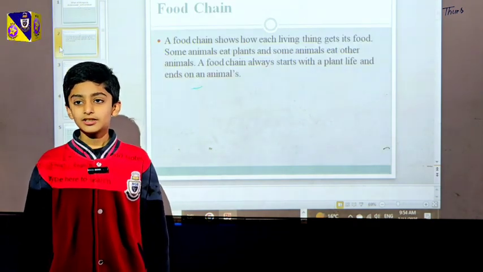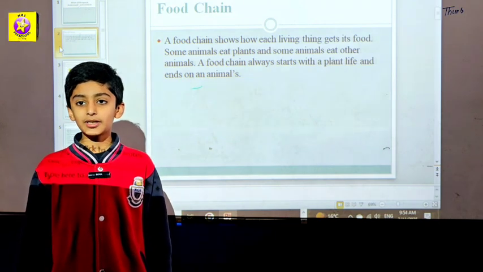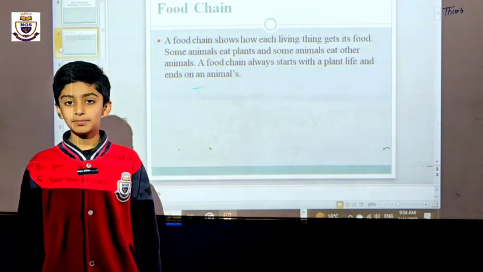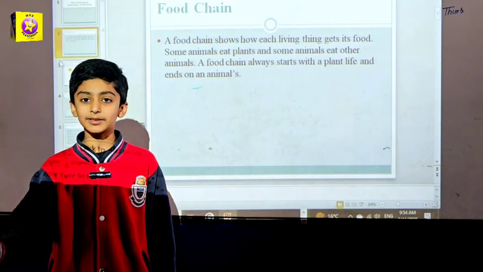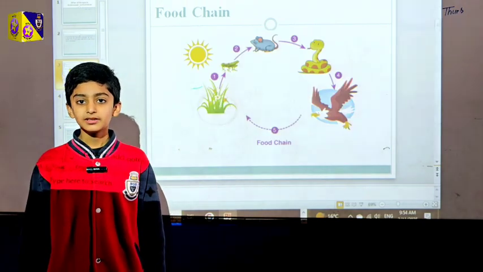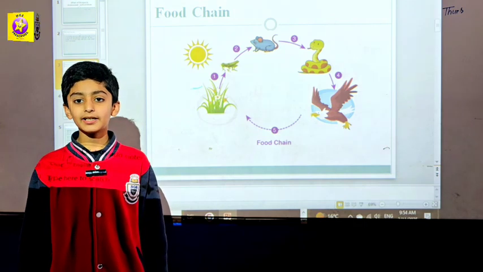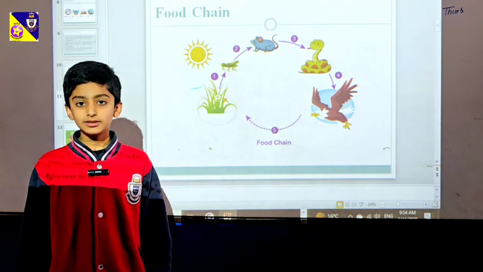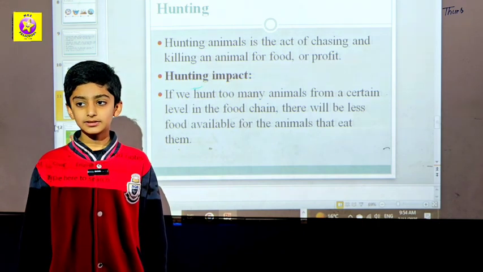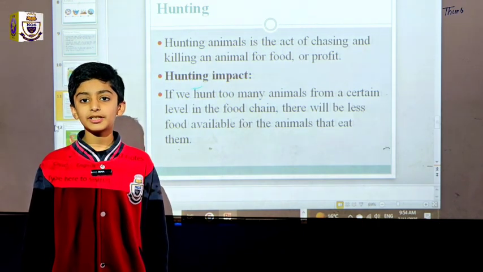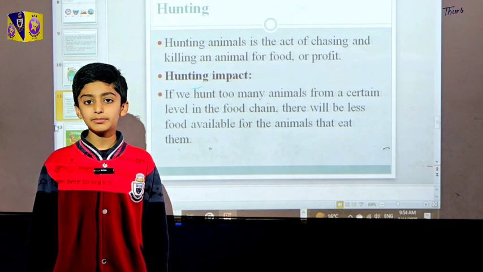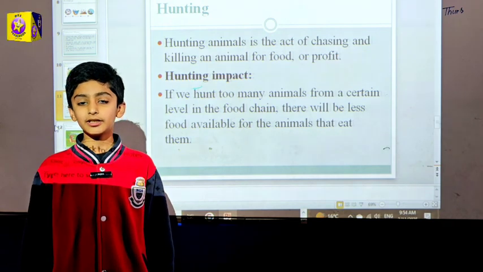Food chain. Some animals eat plants and some animals eat other animals. Food chain starts with plant and ends with animal. Hunting. If we hunt so many animals, there will be fewer animals in the food chain.